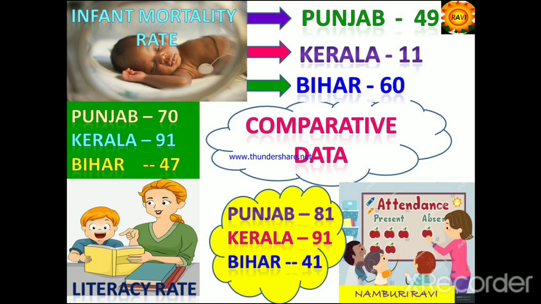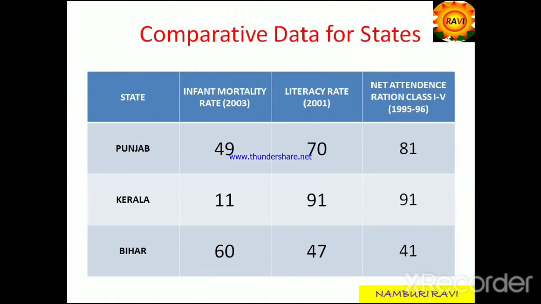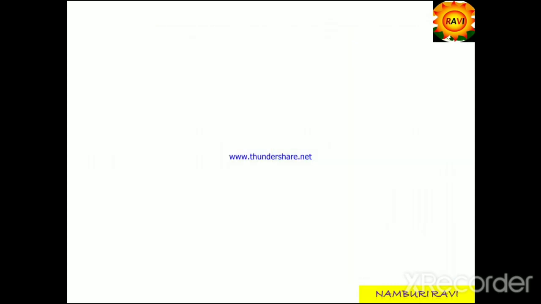So these are the comparative data from Punjab to Kerala, Kerala to Bihar in infant mortality rate, literacy rate and net attendance ratio. Now once again we can see from this table, Punjab infant mortality rate is 49 and literacy rate is 70%, net attendance ratio is 81%. In Kerala it is 11, 91% and 91%. Bihar it is 60, 47% and 41%.